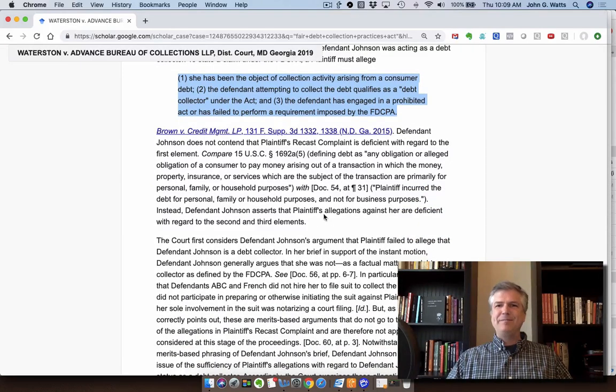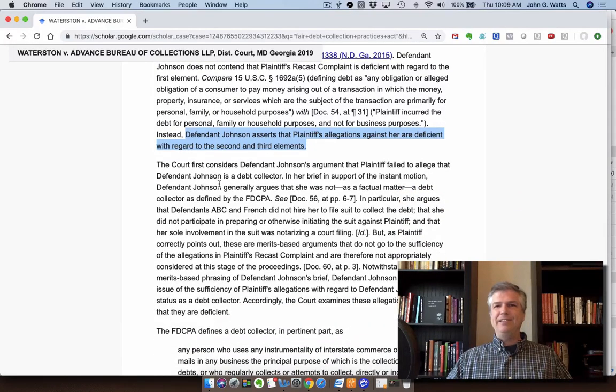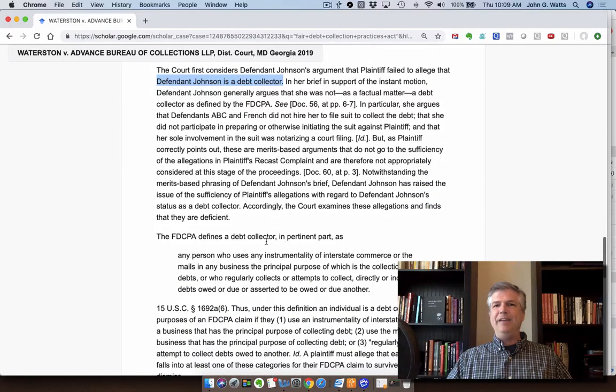Well, in this, it says that really what's at issue here is the second and third element. So number 2, second element is you're a debt collector. Number 3, you violated the law. And the court really just looks at that second element. And this has to do with whether a particular defendant, this defendant Johnson, is a debt collector. And the court points out that you just didn't make the proper allegation.